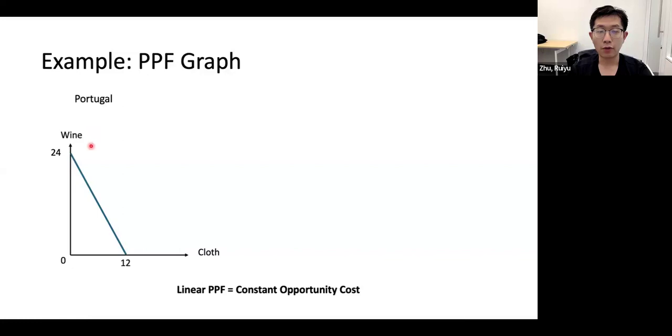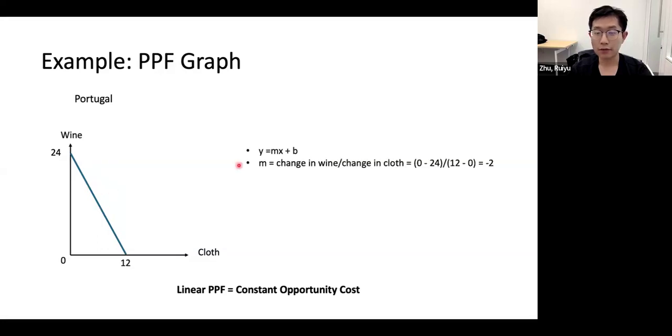So for Portugal, we can draw its PPF like here. The maximum value of wine, y, is 24 if it uses all the work hours to produce y. Similarly, the maximum value of cloth is 12 if it uses all the work hours to produce cloth. And because it's a linear form, we can simply connect these two points to get the PPF. So remember this linear form and how to calculate the mathematical expression for this PPF.